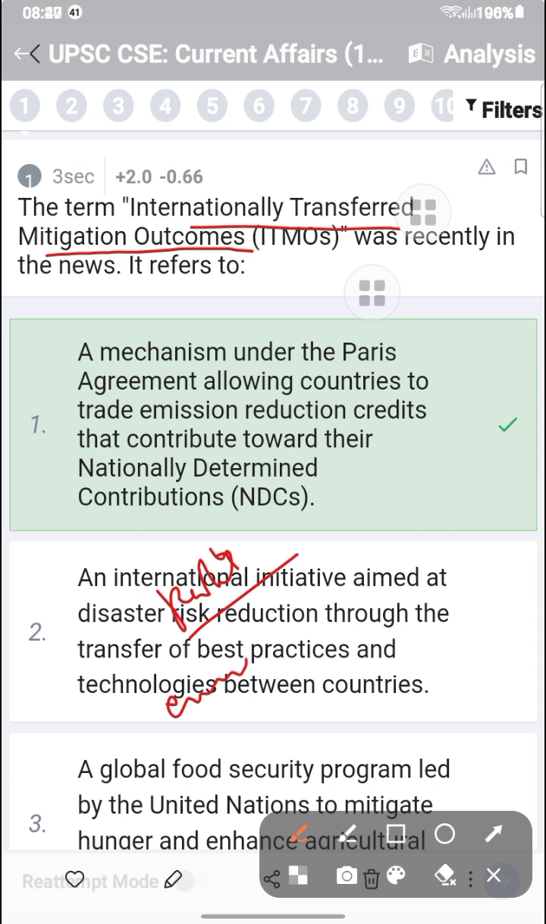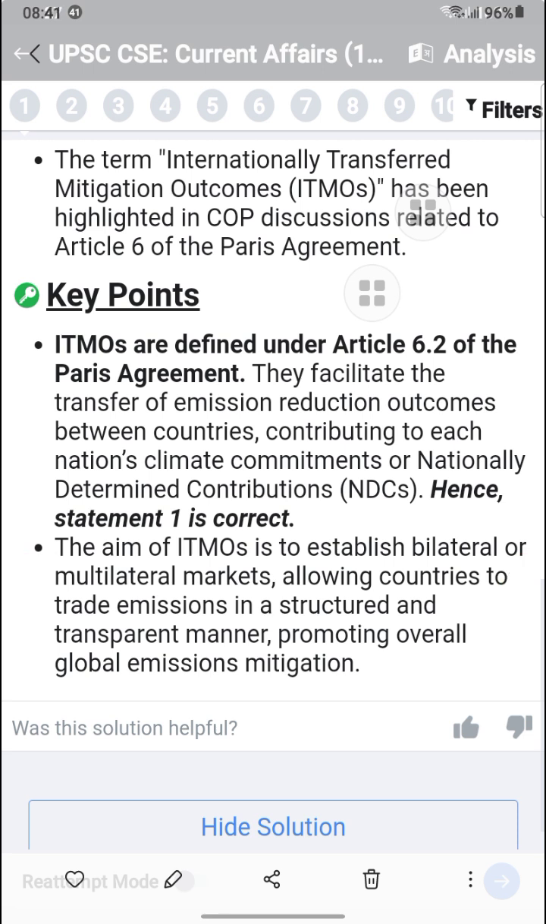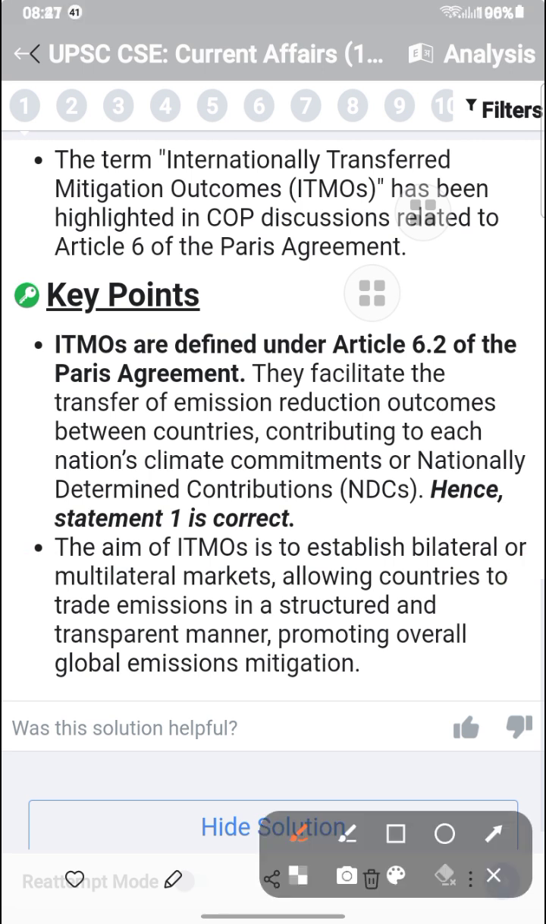It is for emission reduction and to credit the contribution towards the nationally determined contribution. So this is all about the internationally transferred mitigation outcomes, which has been highlighted in the COP discussion of the Paris Agreement. ITMO is defined as internationally transferred mitigation outcomes.